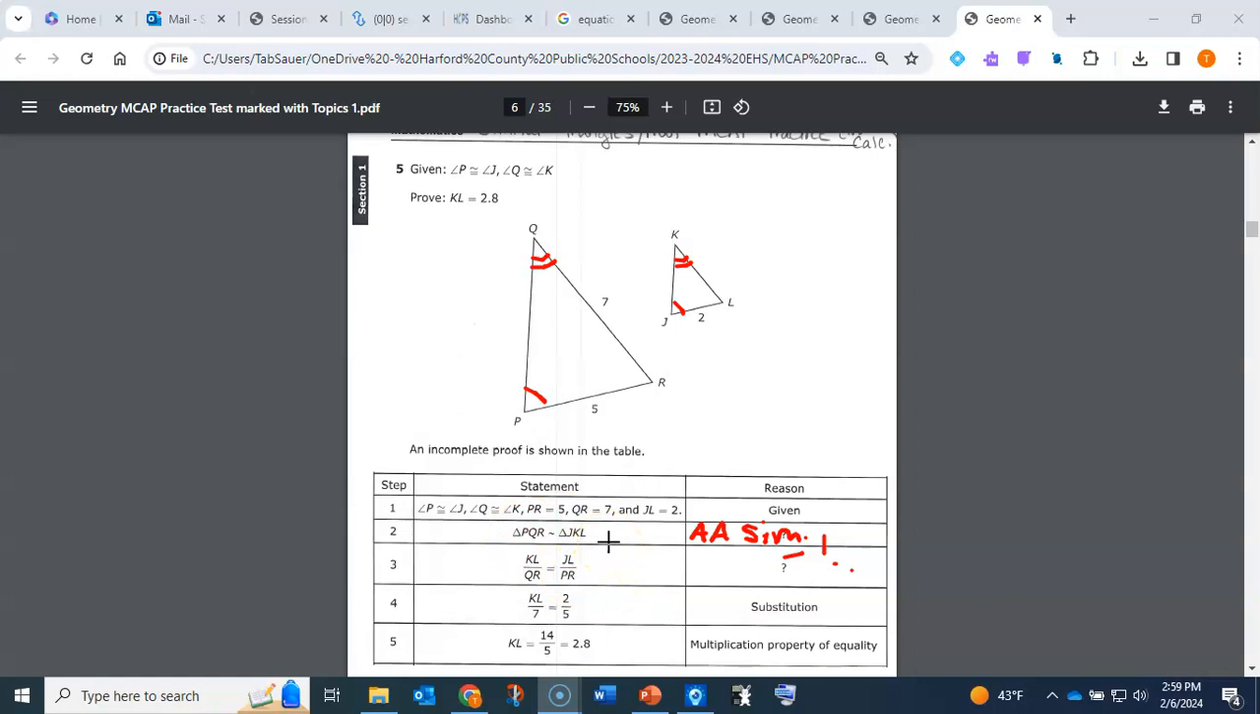So the statement would be then, the measures of corresponding angles of similar triangles are equal. No, sorry, I'm losing my mind today. Corresponding sides of similar triangles are proportional. One second.